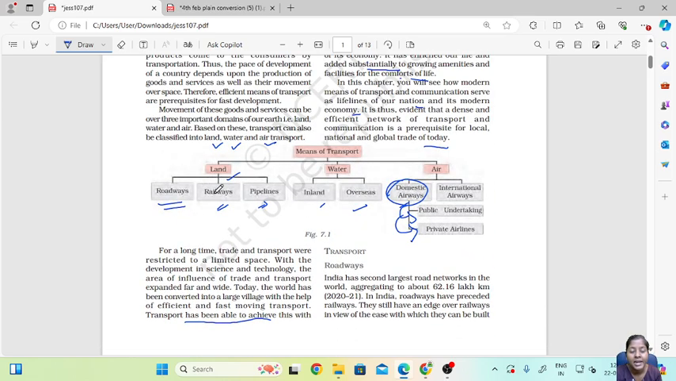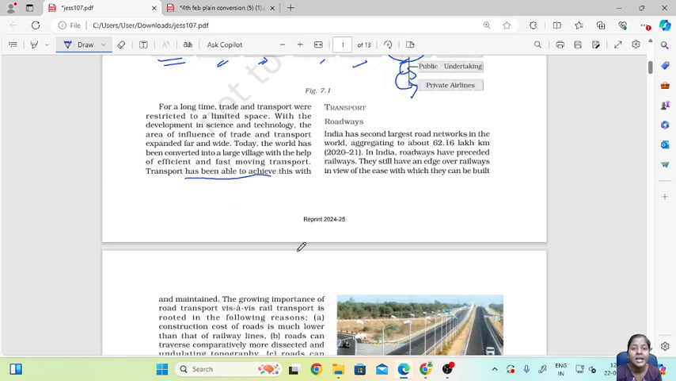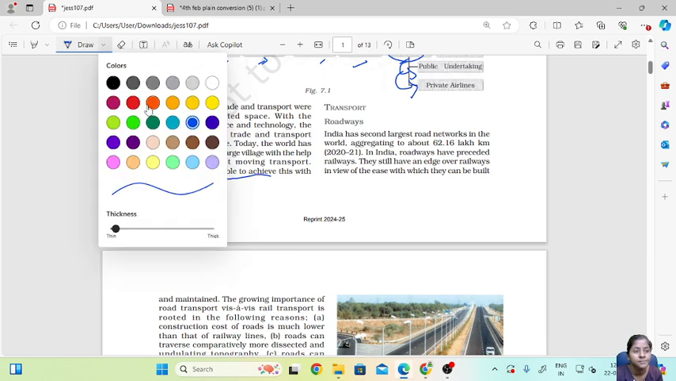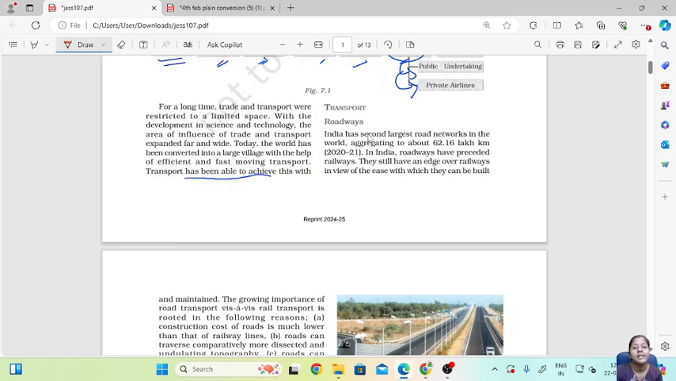Land transport: India has the second largest road network in the world. So this is very important. India has the second largest road network in the world, aggregating to about 62.16 lakh kilometres.